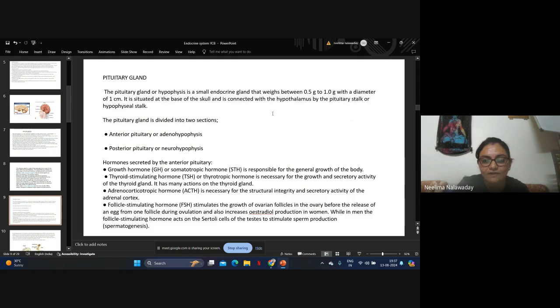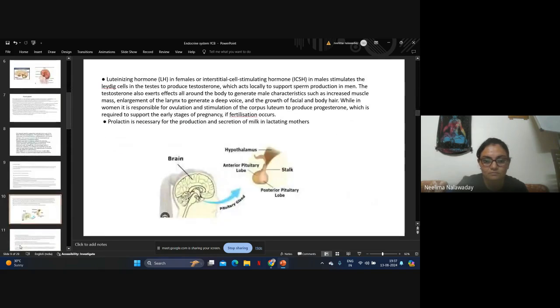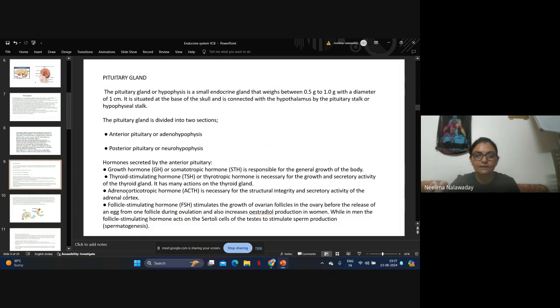So the pituitary gland is divided into two sections: anterior pituitary and posterior pituitary. This is posterior and this is anterior, and this is the stalk where it is attached to the brain, and this is the hypothalamus. Now this is the hormone secreted by the anterior pituitary: growth hormone or somatotropic hormone. Growth hormone is easy to memorize. It is responsible for the general growth of the body. Thyroid stimulating hormone or thyrotropic hormone is necessary for the growth and secretory activity of the thyroid gland. It has many actions on the thyroid gland.